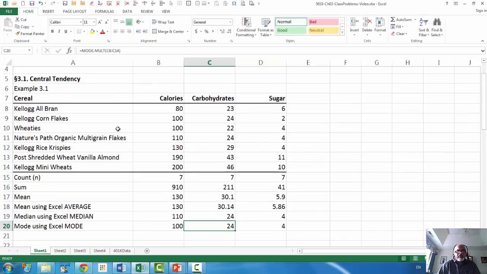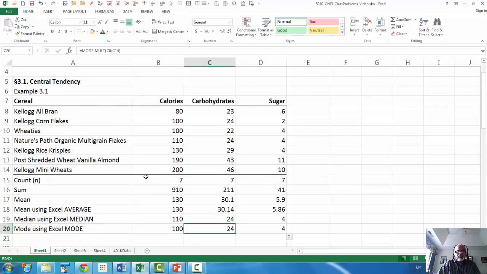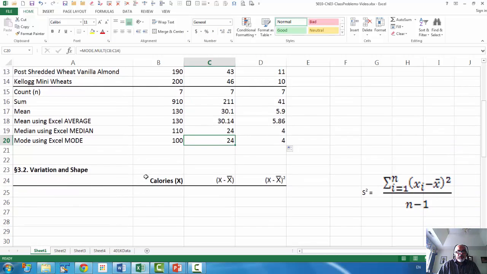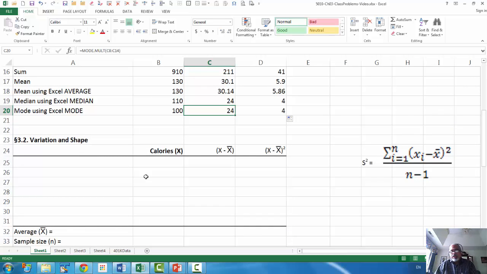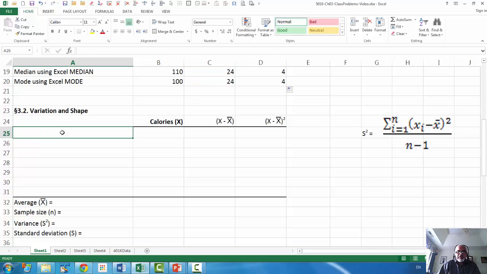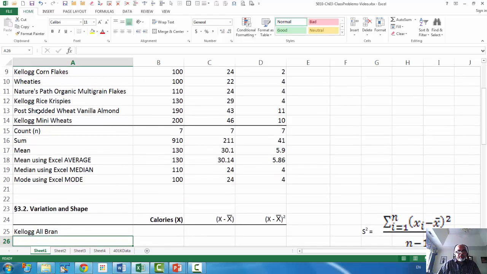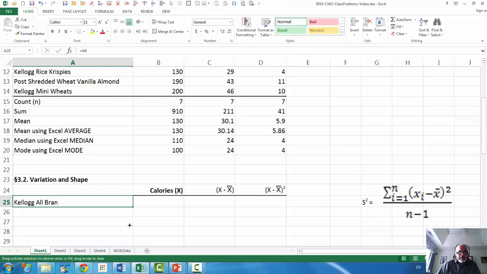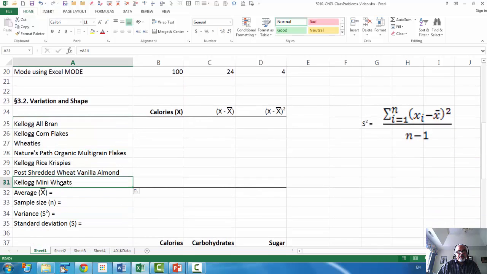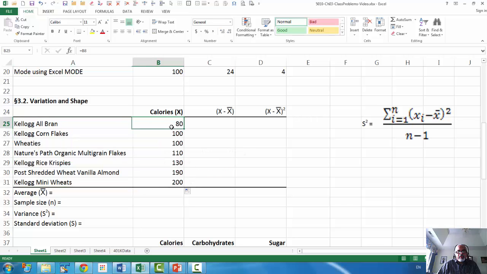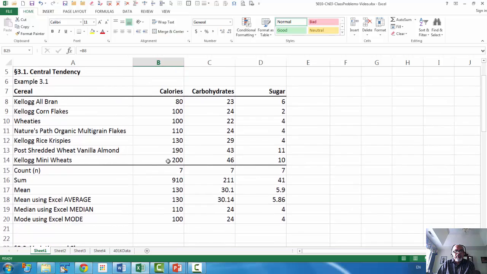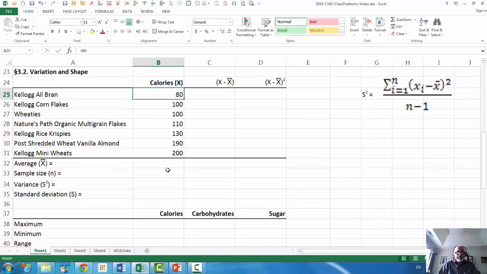Okay, let's come back to the Excel file, the same cereal data. So now we want to compute the standard deviation, and let's do this for calories. Let's set up the data. I'm going to just copy the names here. Okay, so now we have the calories from here. And we want the average first.